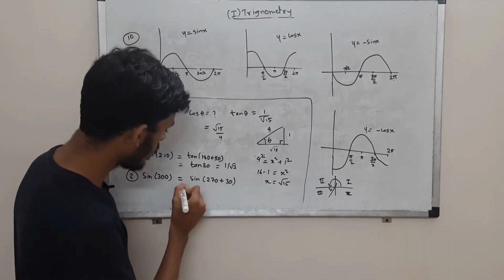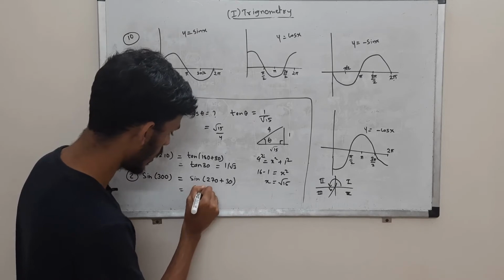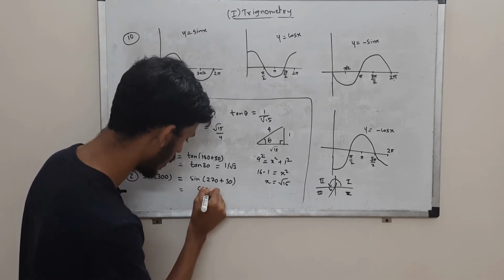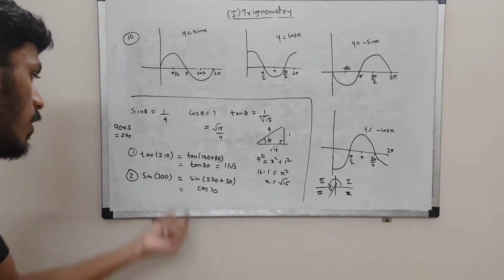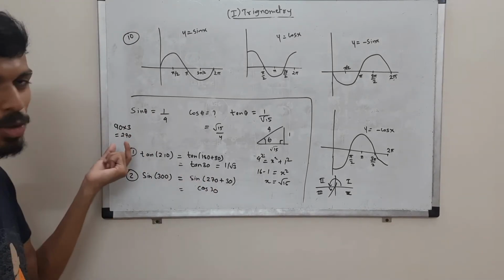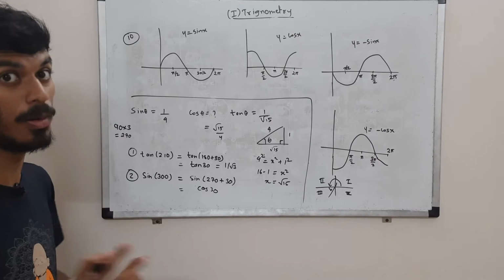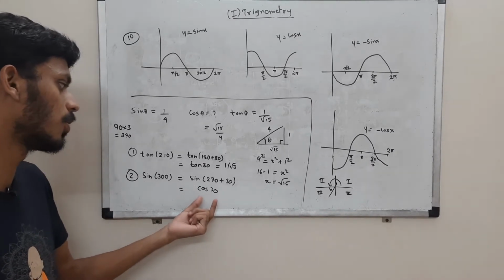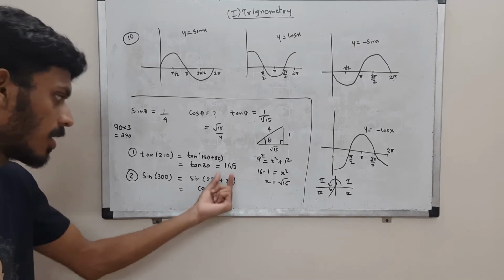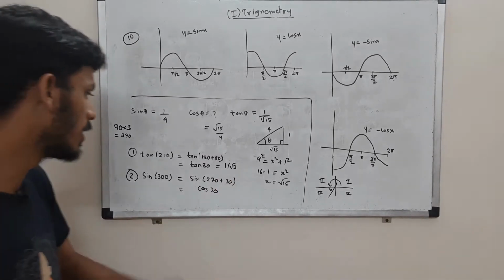Okay, so sine will become cos, right? And simply write cos 30 and then decide the sign. Okay, sine will become cos, right? 270 is 90 into 3, an odd multiple of pi/2 or odd multiple of 90. So the ratio changes to cos 30. Simply write 30. Now decide the sign.